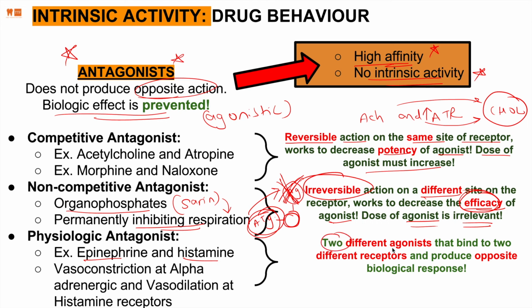They're two different agonists that bind to two different receptors and produce opposite biological responses. Now all that matters is which one is more. Is epi more or is histamine more? And that effect will work. For example, vasoconstriction at alpha adrenergic receptors and vasodilation at histamine receptors. So epinephrine causes vasoconstriction while histamine causes vasodilation. Opposite actions, but they're not antagonists. They're two agonists with physiologic antagonistic properties.